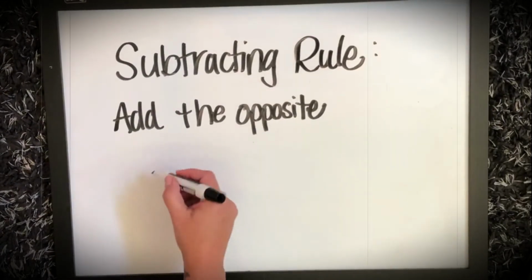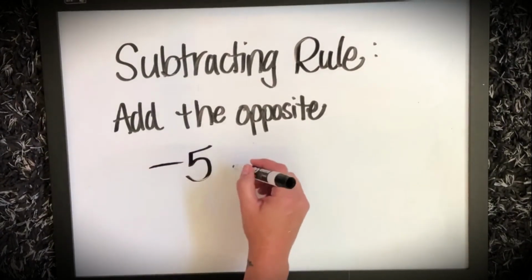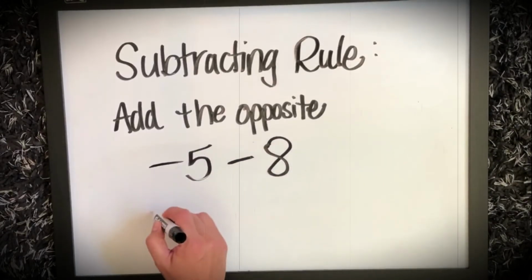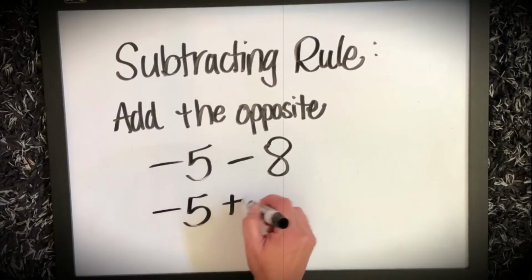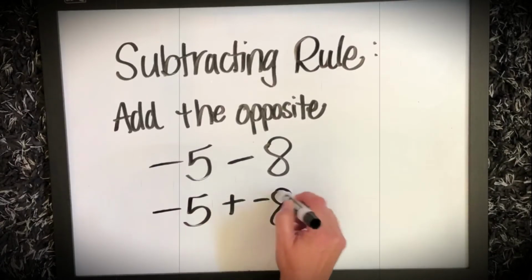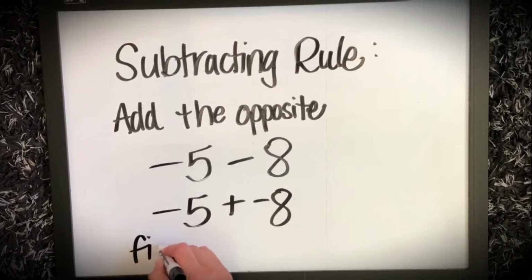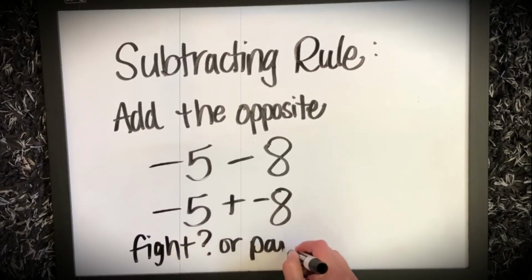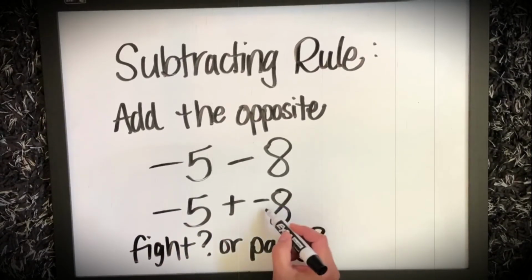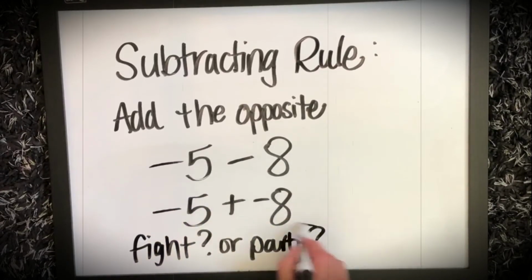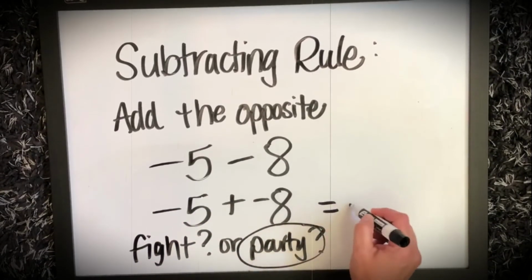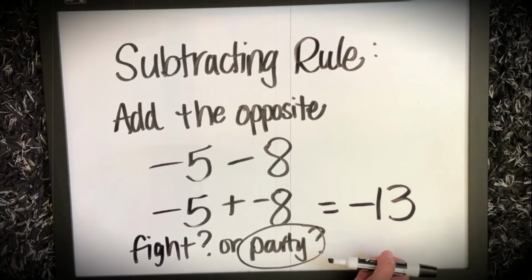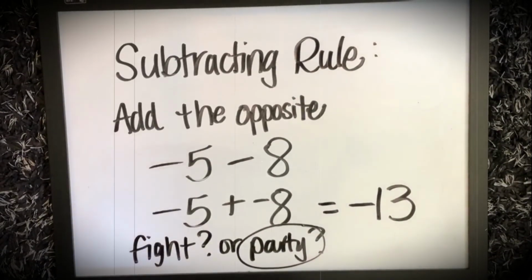Okay, let's look at this problem and apply the rule. -5 minus +8 turns to -5 plus -8. Is it a battle or is it a party? Yep, it's a bad guy party. -5 minus 8 equals -13, and -5 plus -8 also equals -13.